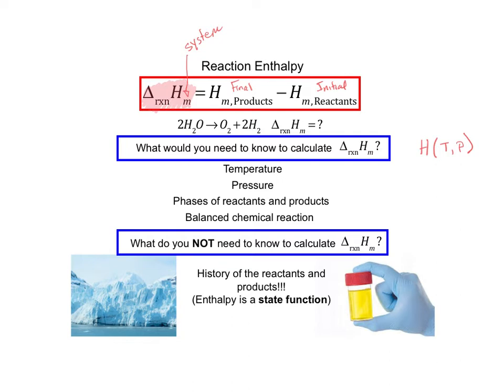Now, what we do not need to know is the history of the reactants and products because enthalpy is a state function. So it doesn't matter how this water turned into oxygen and hydrogen gases and the process that it took. It just matters that it did. And so as long as we know the ending state and the initial state, we can figure out this delta H, this enthalpy of reaction.